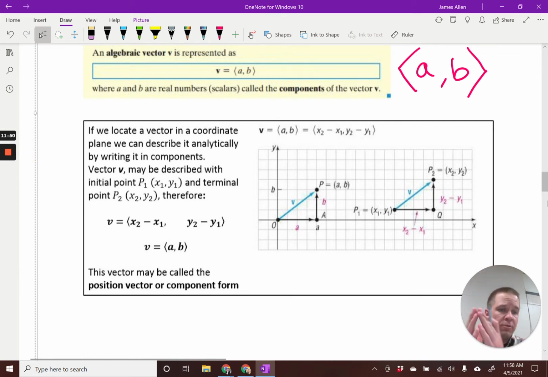We can write in that form by looking at the distance that we're moving in the x direction and then in the y direction, the horizontal and then the vertical direction. That's pretty much all there is to it.